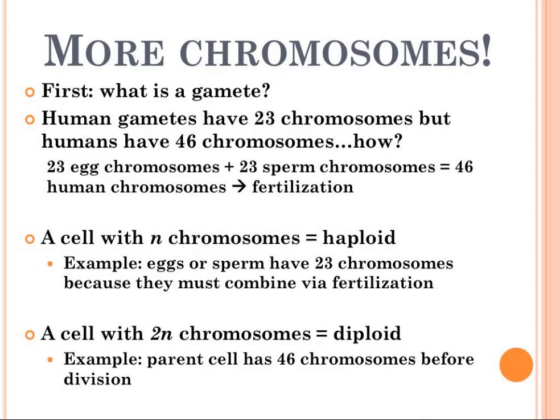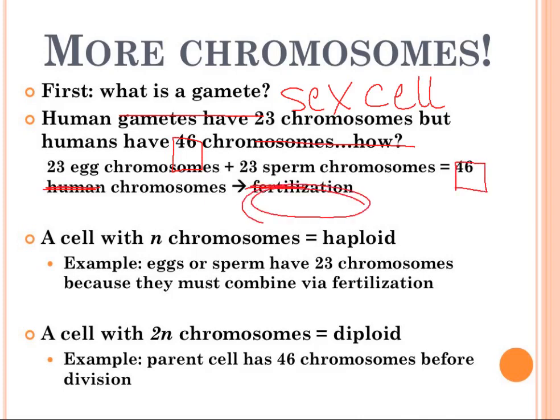So more chromosomes. First, we need to know what a gamete is. A gamete is another word again here for a sex cell. And human gametes, like I just mentioned, have 23 chromosomes. But humans have 46. And like I just said, you get 23 from the egg or from mom, 23 from the sperm or from dad, and that makes 46 total. And this only happens at fertilization.